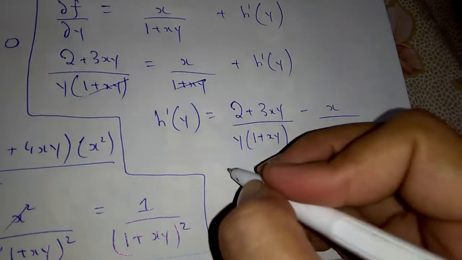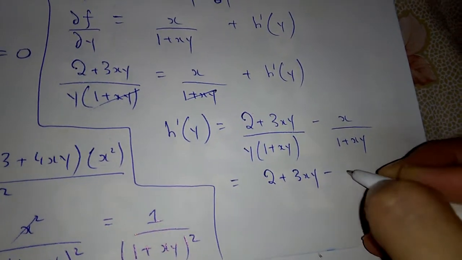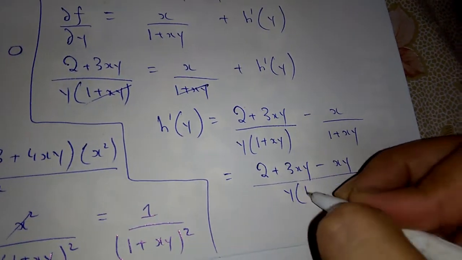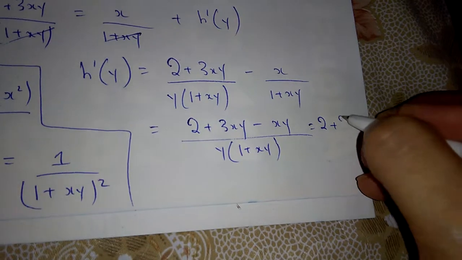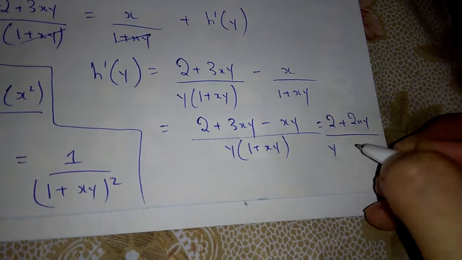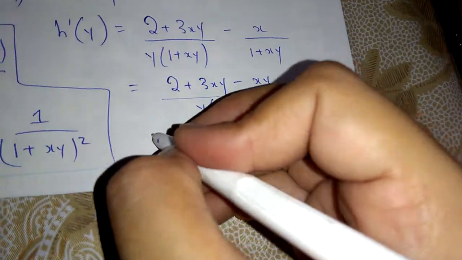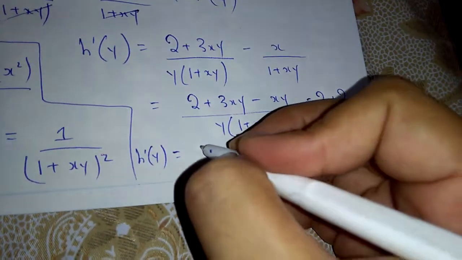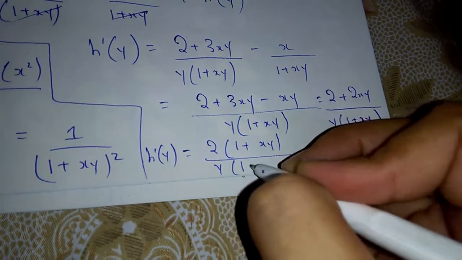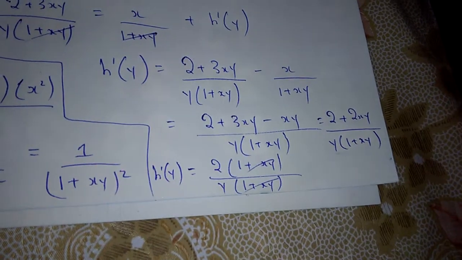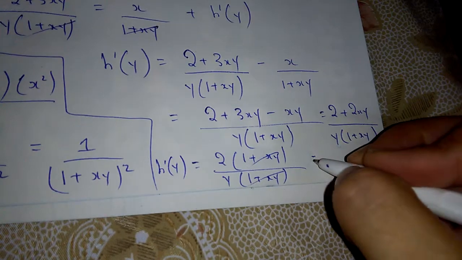Once I apply my LCM step, I'm going to get 3xy minus xy upon y times 1 plus xy. Once I simplify, I'm going to get 2 plus 2xy upon y times 1 plus xy. So you can see once I take 2 common here, my h prime y is going to be this thing upon y times 1 plus xy. So these two things are now mathematically permissible to cancel out, and we just did that. So h prime y equals 2 upon y.